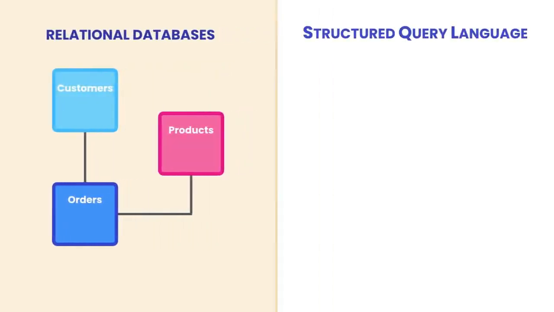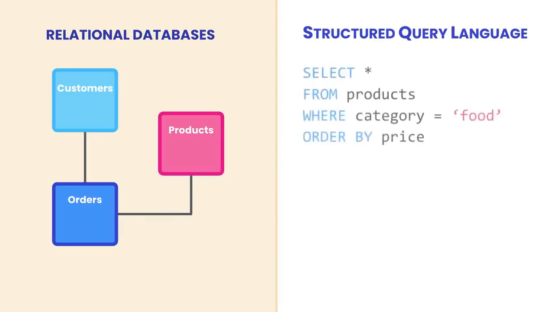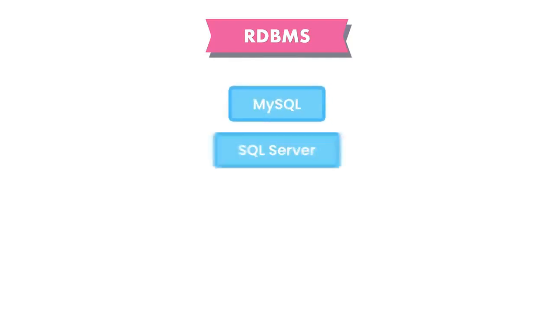SQL is the language that we use to work with these relational database management systems. It looks like this. We use SQL to query or modify our data. In this course, you're going to learn everything about this powerful language. Now, there are many different relational database management systems out there. Some of the most popular ones are MySQL, SQL Server by Microsoft, and Oracle. But of course, there are plenty more.